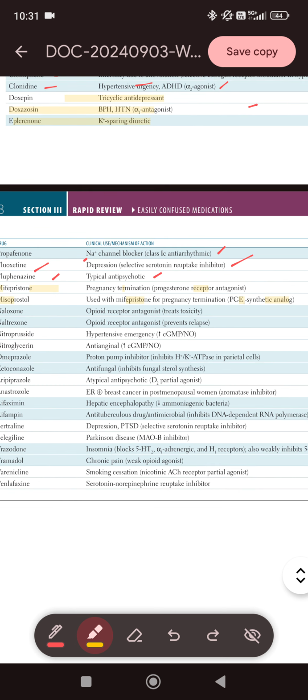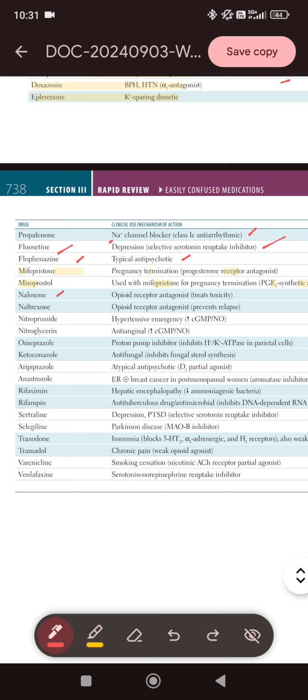Naloxone is given in opioid toxicity, and it is an opioid receptor antagonist. Naltrexone, it prevents relapse.